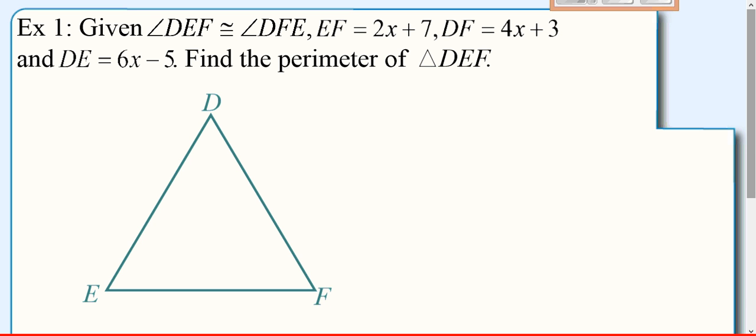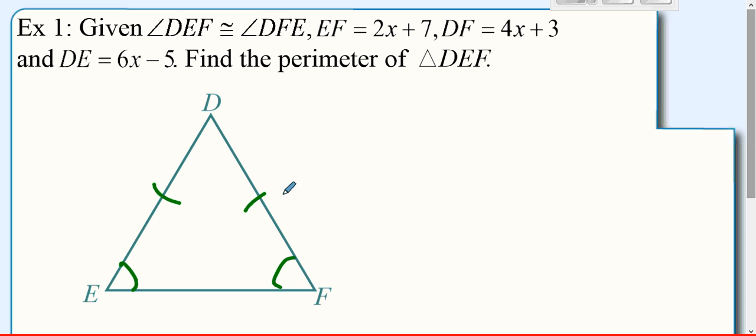So for this example, we're going to look at what we're told. Angle DEF is congruent to angle DFE. These angles are congruent, which ties to a theorem we went over today. When two angles are congruent, that means the sides across from those are congruent. It's the isosceles triangle theorem.